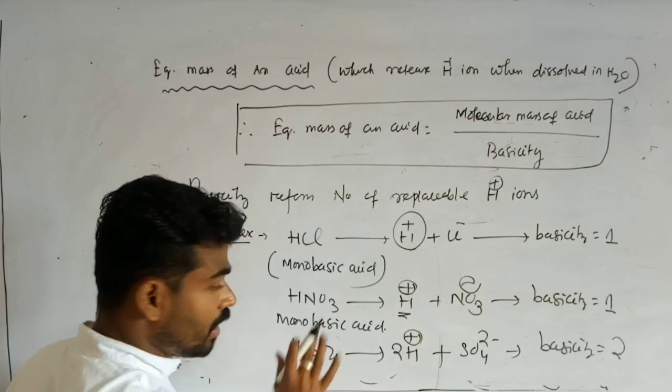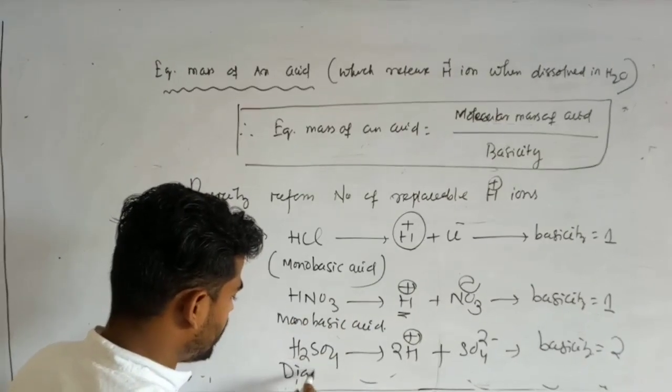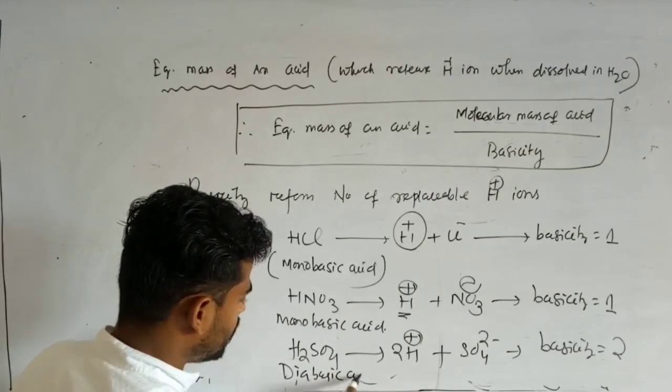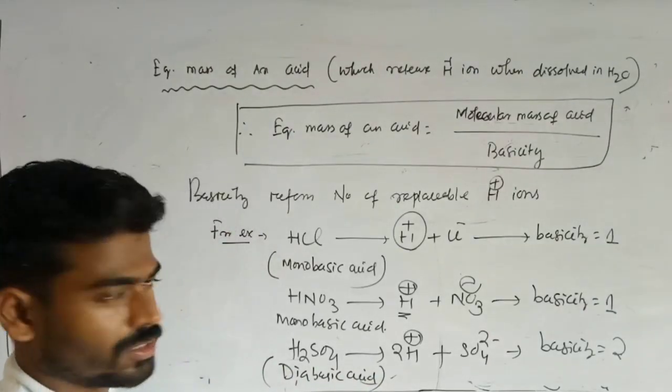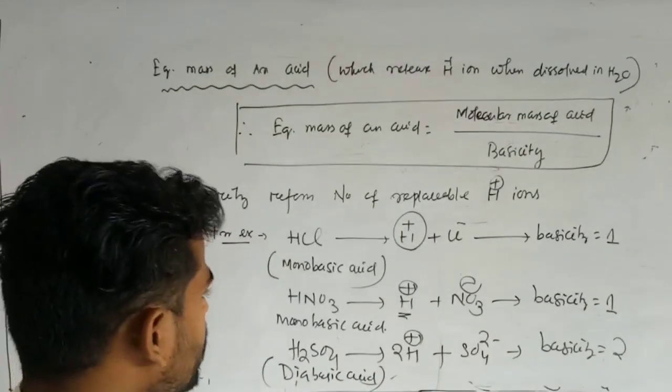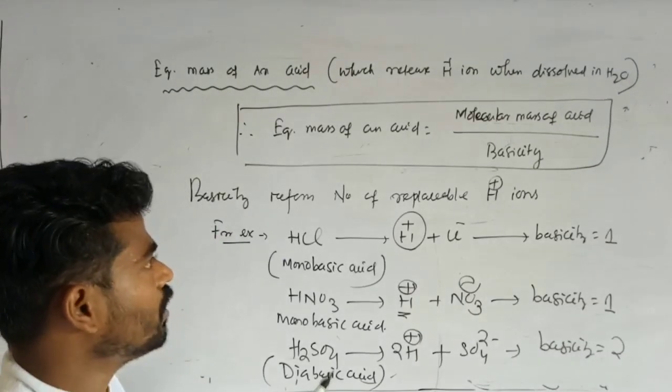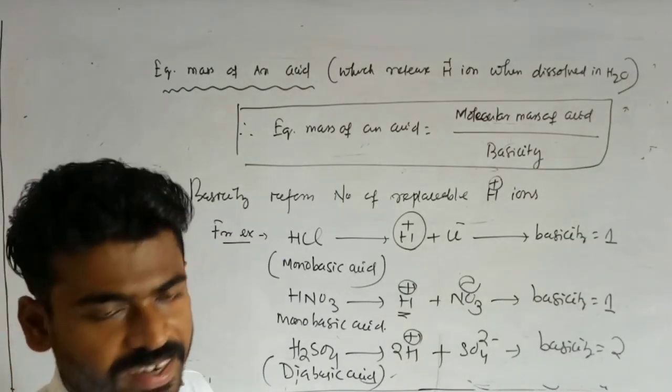Here we call it a dibasic acid. Okay, three would be a tribasic acid, tetrabasic acid, like this. Okay, so let us find out the equivalent mass of different acids.